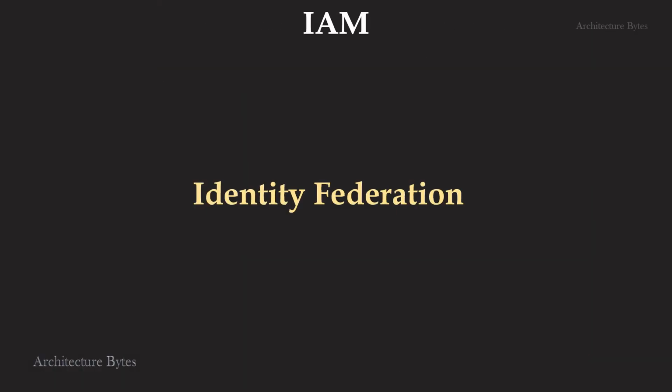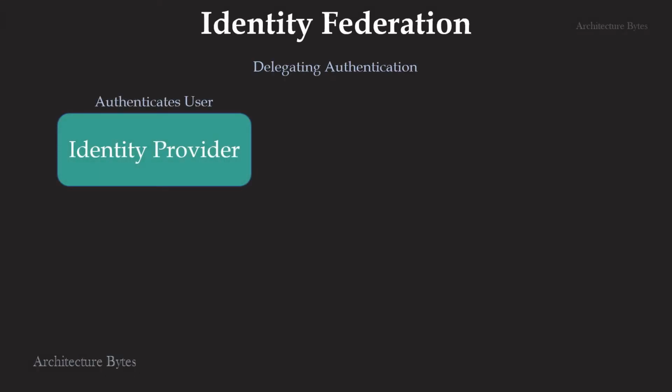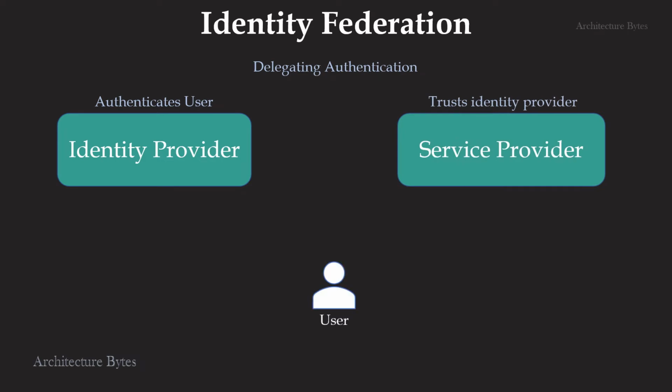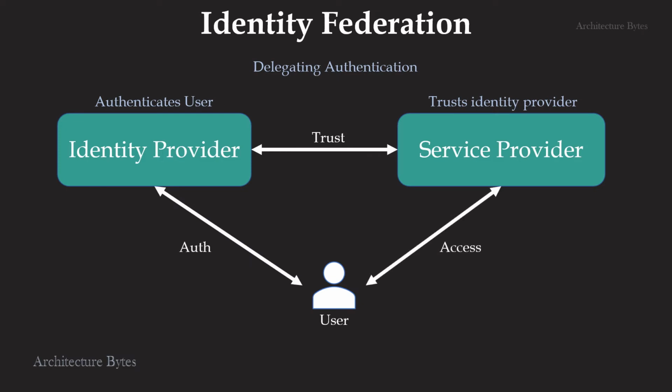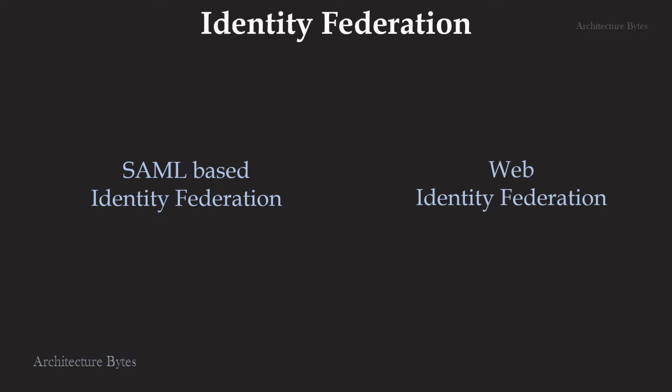Let's take a look at identity federation. Identity federation is the process of delegating authentication responsibility to a trusted external party. It consists of identity provider that maintains and authenticates users and service provider that provides services to the users. Trusted identity providers can be on-premise federation services, corporate directories, social identity providers like Google, Facebook, Twitter, etc. Two kinds of identity federations are popular: SAML-based identity federation and web identity federation.